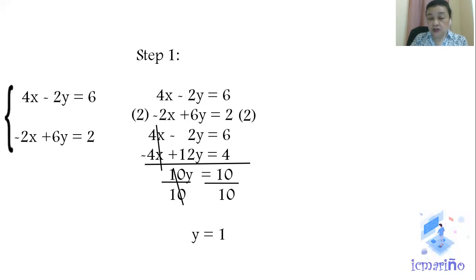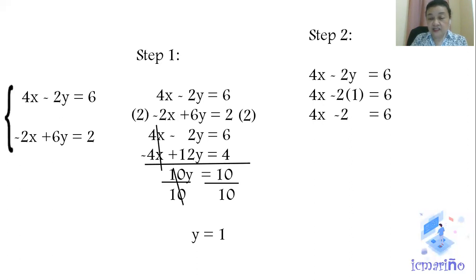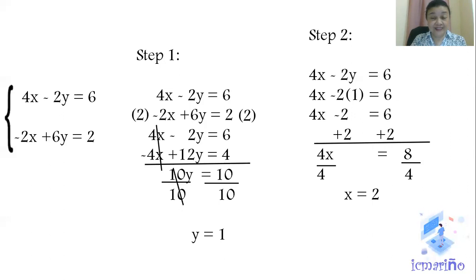And we can now substitute the value of y so that we can solve for x. So using the first equation, we have 4x minus 2y equals 6. Substituting the value of y, we have 4x minus 2 times 1 equals 6. And that is equal to 4x minus 2 equals 6. We have to cancel out negative 2, so we add 2 to both sides, and that will give us 4x equals 8. So next is to divide both sides by 4, and x equals 2. Okay, did you get it right?